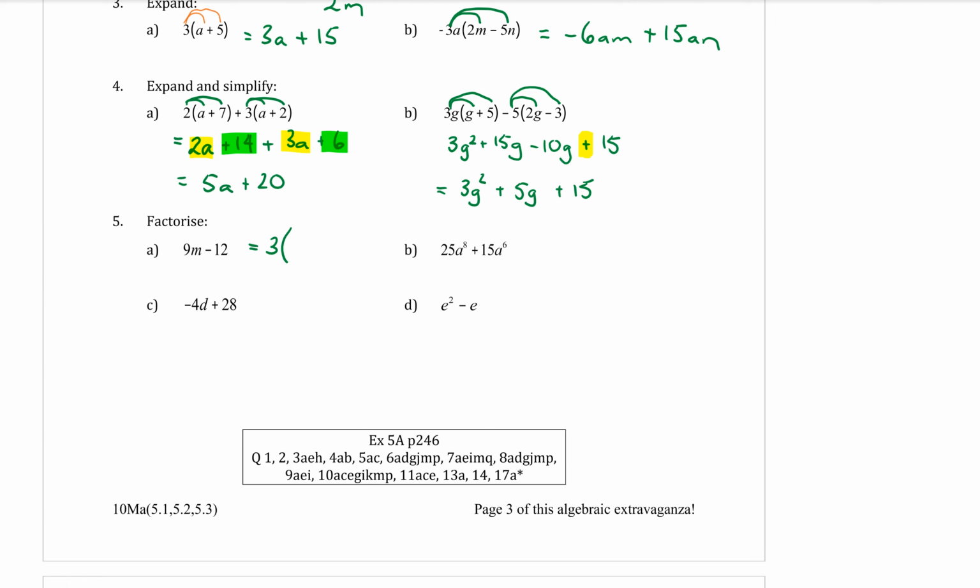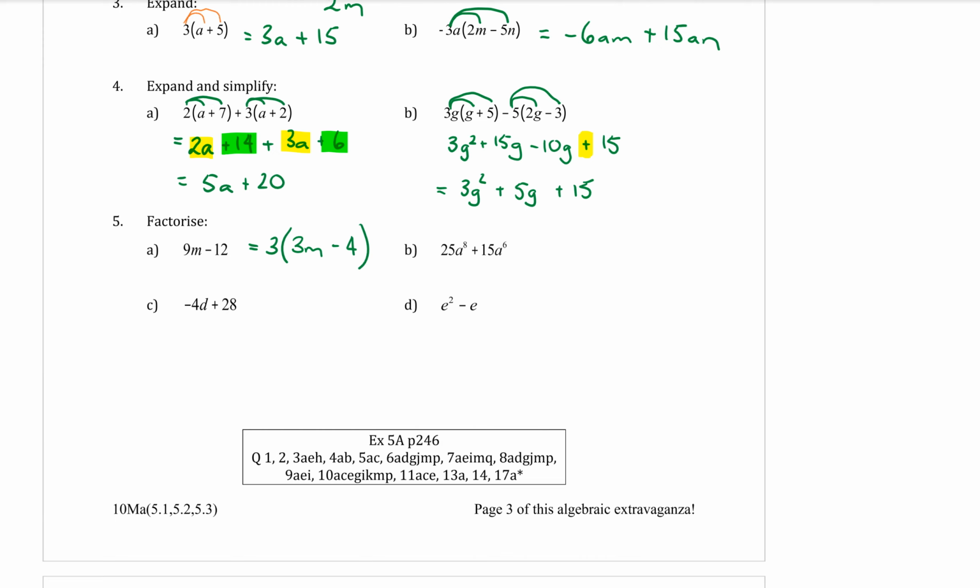To work out what goes inside the bracket, you have to divide each term. So the first term was 9m. If I do 9 divided by 3, I get 3m to go inside the bracket. Then for the minus 12, minus 12 divided by 3 is minus 4. You divide each one, put the leftovers inside the bracket.